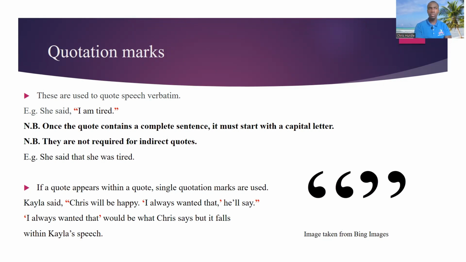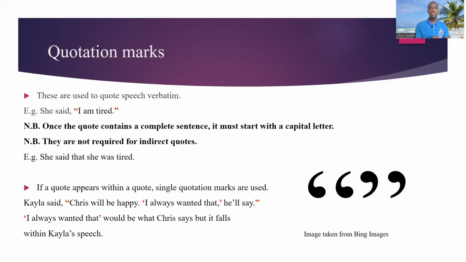Now, what occurs when we have a quote within a quote? So this is what happens. If we have a quote within a quote, single quotation marks are used. For example, Kayla said, "Chris will be happy. 'I always wanted that,' he'll say." So as you see, the single quotation marks are placed around the quote that is found within the quote.